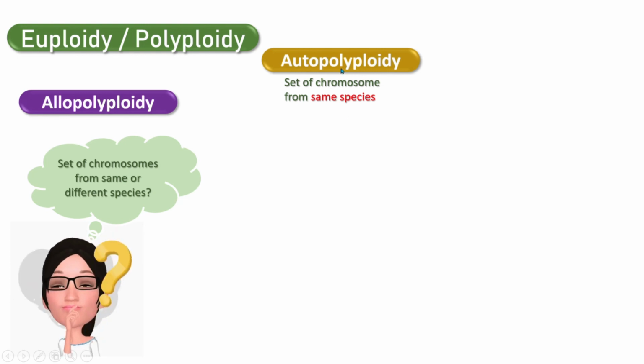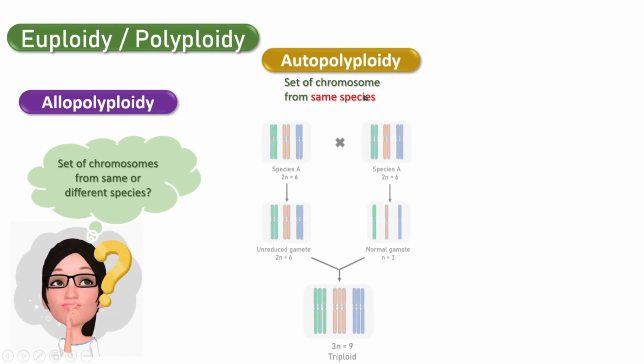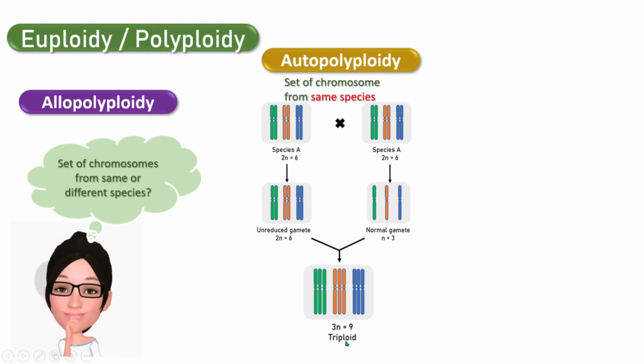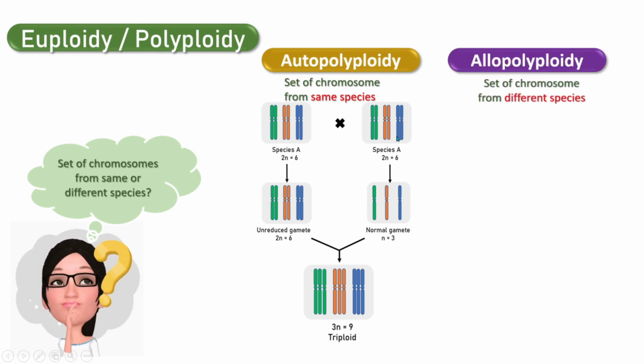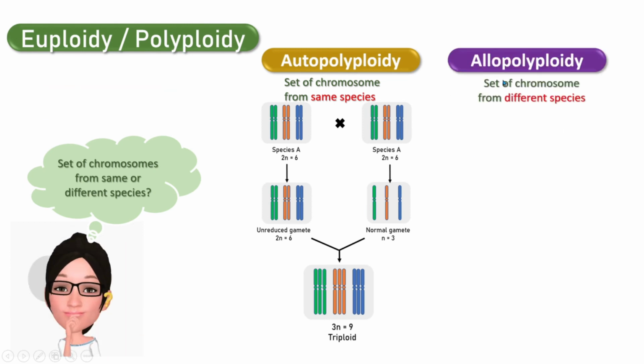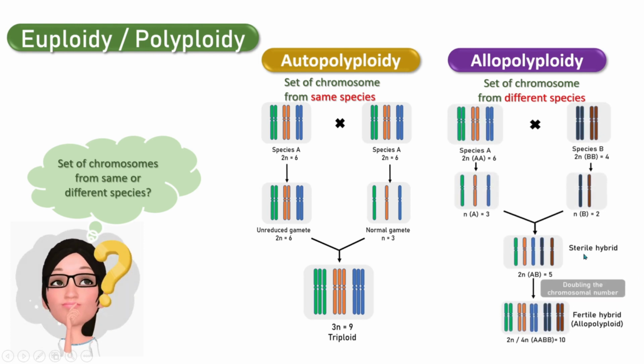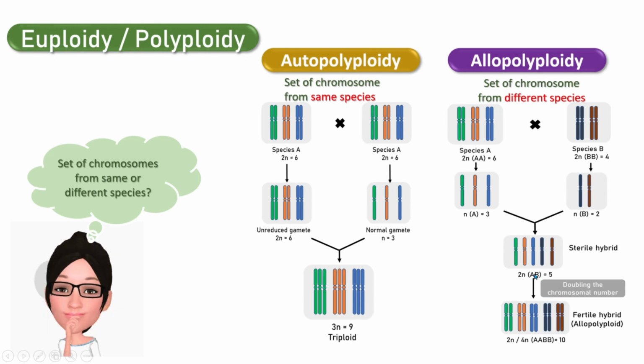Autopolyploidy is a condition where a cell has sets of chromosomes that come from the same species. So these sets of chromosomes come from the same species. Allopolyploidy is a condition where a cell contains sets of chromosomes that come from different species. This cell contains sets of chromosomes from different species.